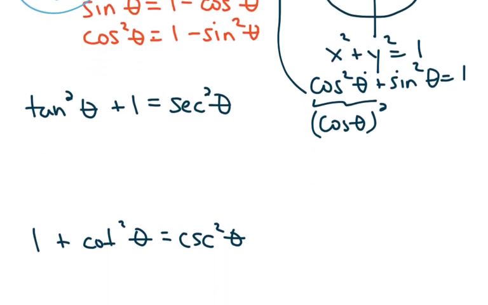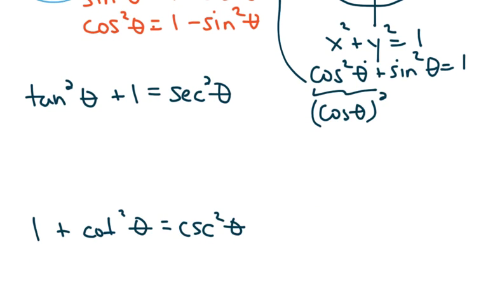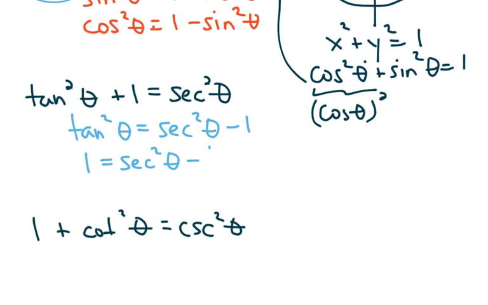Some variations on this identity. If you subtract 1 from both sides, you're going to find out that tangent squared theta is equal to secant squared theta minus 1. And if you subtract tangent squared theta from both sides, you're going to find out that 1 is equal to secant squared theta minus tangent squared theta.